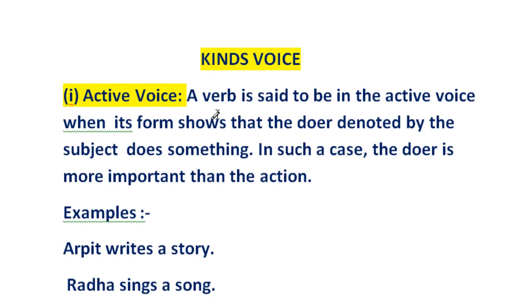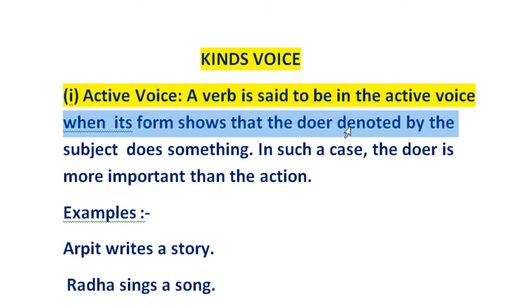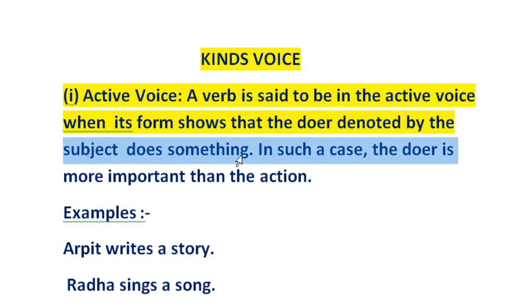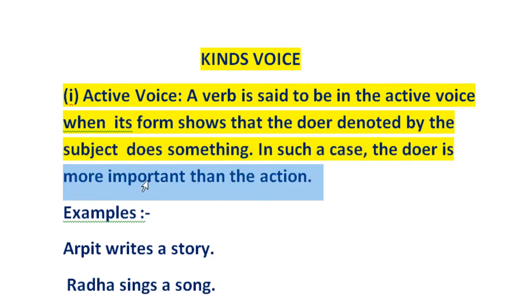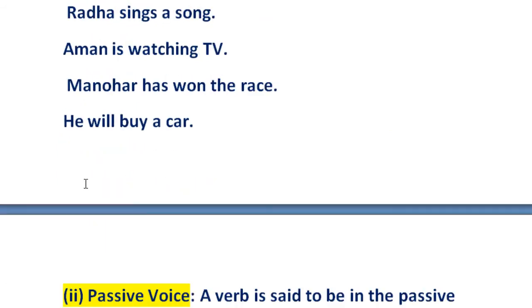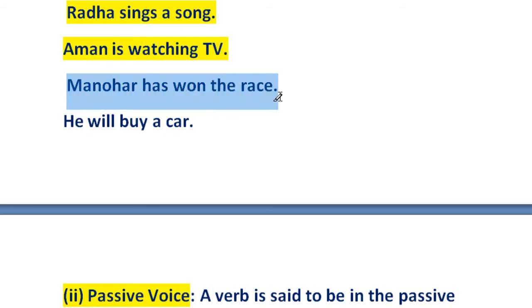So what is active voice? We have already discussed that when the doer denoted by the subject does something, the verb is said to be in the active voice. So let us see here also. A verb is said to be in the active voice when its form shows that the doer denoted by the subject does something. In such a case, the doer is more important than the action. Examples are: Arpit writes a story, Radha sings a song, Aman is watching TV, Manohar has won the race, he will buy a car.